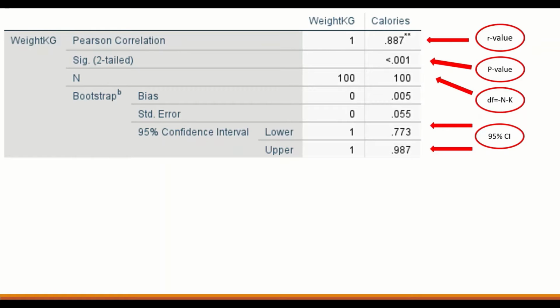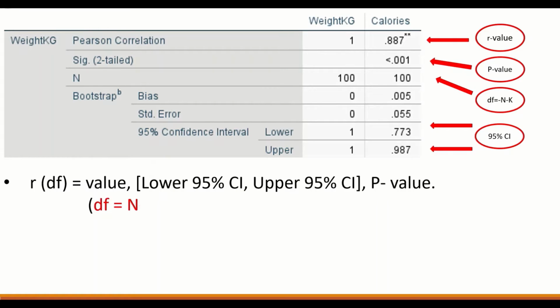So how do we insert this into a text or into a Word document? The way to write that is to use the line below here: R, which stands for correlation between two variables, then brackets with the degrees of freedom. Degrees of freedom is calculated from n minus k. N is the total number of participants, k is the total number of variables. We have two variables here, calories and weight. So the degrees of freedom is 98.